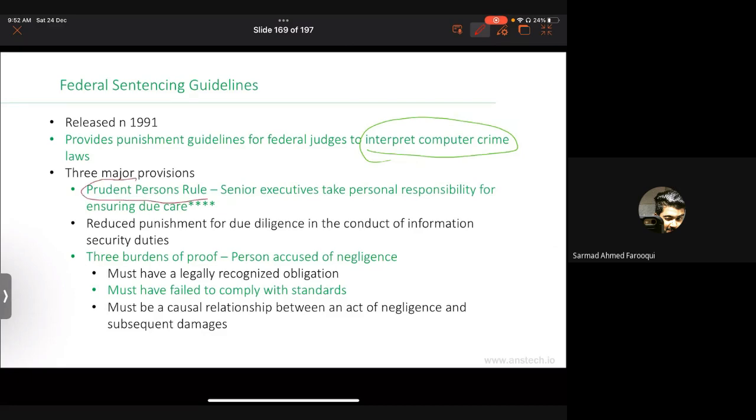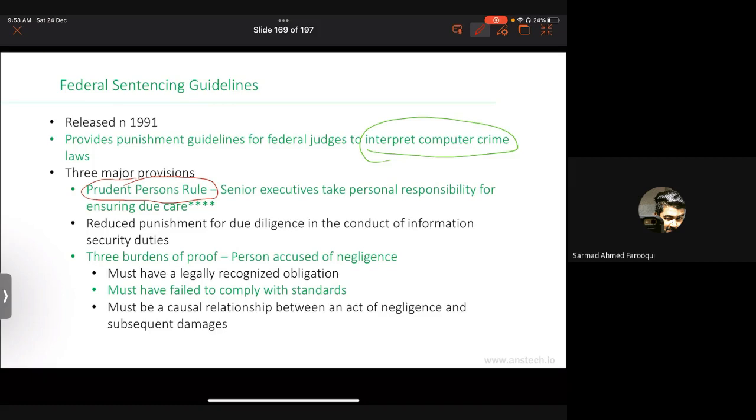And from there, one of the most important things that is generally asked is the prudent person's rule. So what is the prudent person's rule? It says there is an incident which took place, whether a crime or not, I don't know, but you took actions which are evidently due care, which show that you have taken due care in that situation. If due care has been done, then you will not be charged.